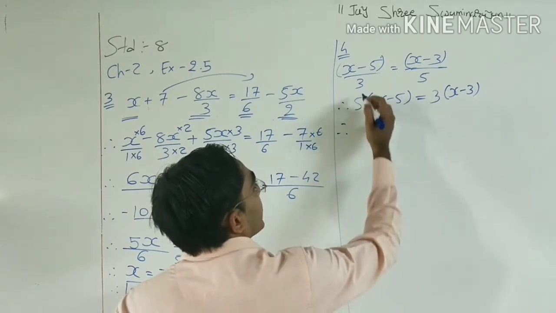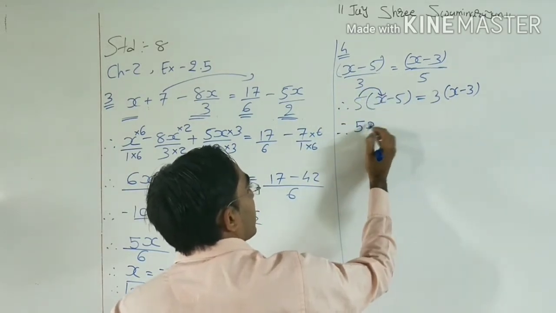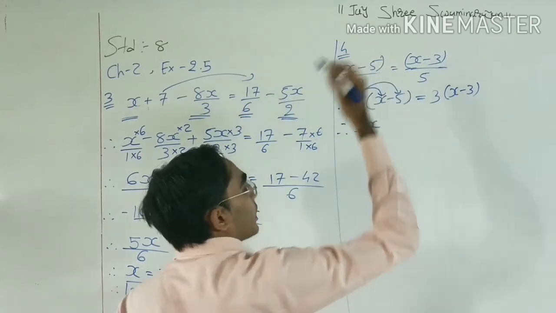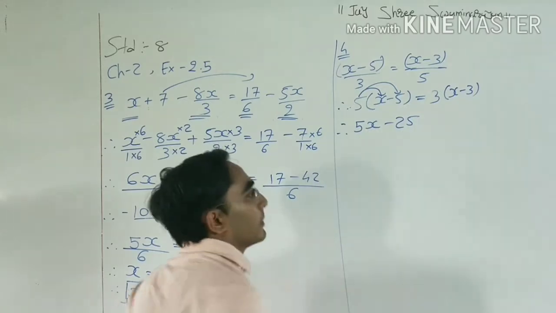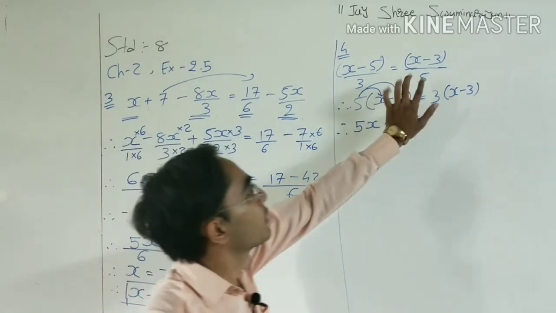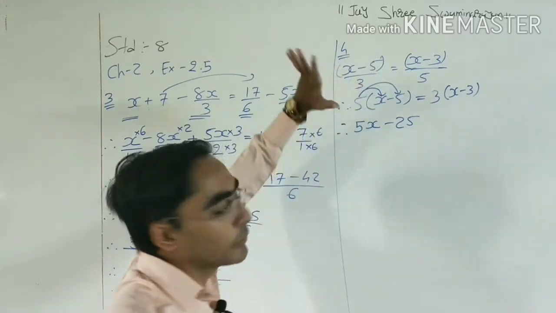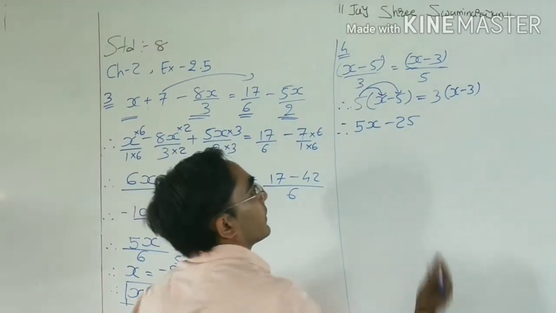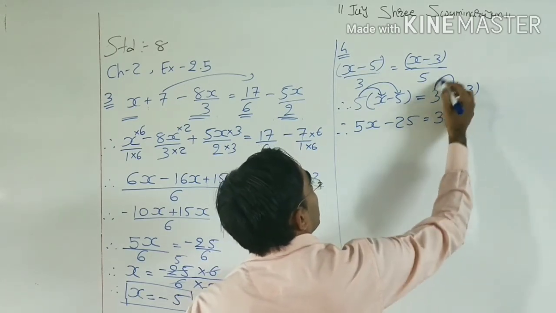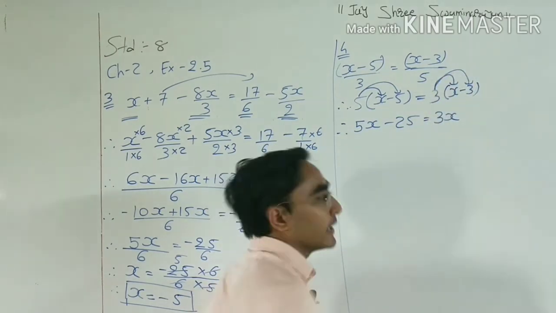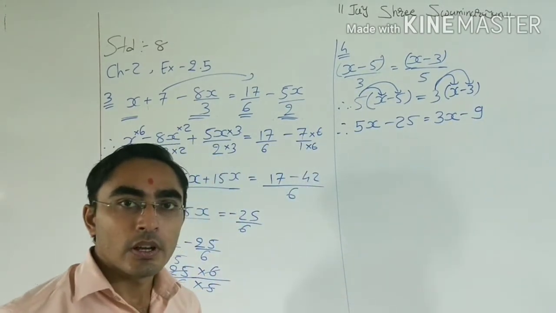Now multiply this 5 with this bracket. So 5 multiply x, 5x, and 5 multiply 5, 25, and plus minus minus. First of all we need to transfer this 5 to the left hand side, 3 to the right hand side, then we need to do the multiplication process. Now 3 multiply x, it is 3x, and 3 multiply 3, 3 3s are 9, plus minus minus.